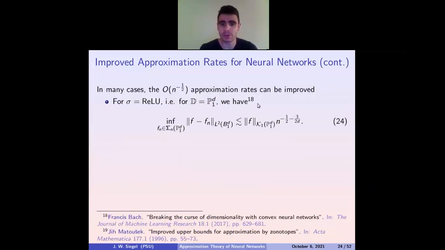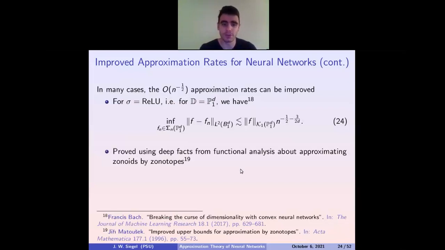In the specific case of the ReLU, there's also an even bigger improvement that can be obtained. This is due to Bach, using ideas from functional analysis that are due to Matousek. You can show that for sigma being the ReLU, the rate of approximation you can get is n to the minus 1/2 minus 3 over 2d. So that's better than the minus 1 over d before, right?